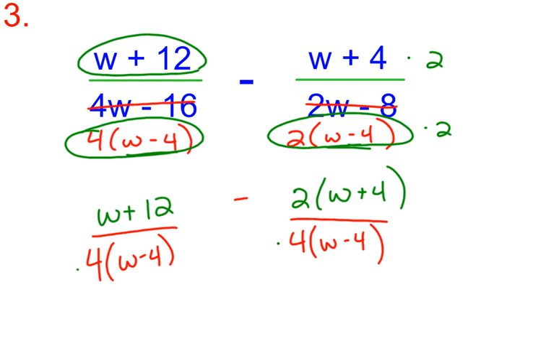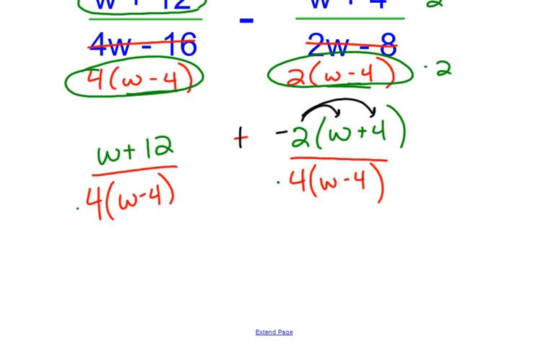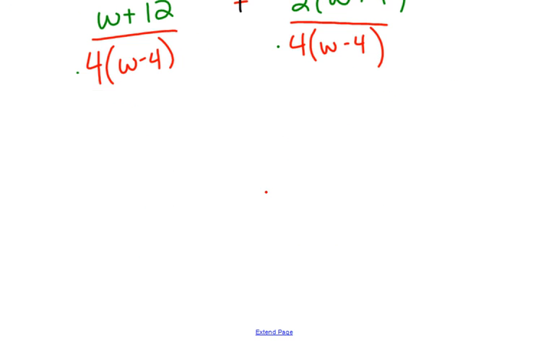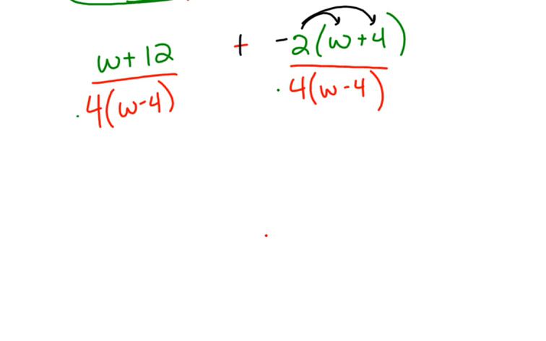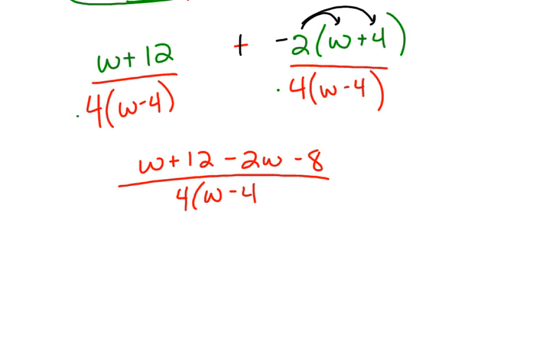As you're looking now, you can see that we have a common denominator, so I can go ahead and subtract these fractions. If you want, you can think of it as adding, as long as you distribute that negative. So I'm going to need to distribute the negative 2 to both terms here as I combine these fractions. So I would have w plus 12 minus 2w minus 8. All of that over the 4 times w minus 4.